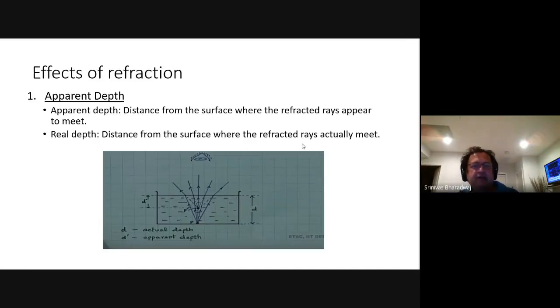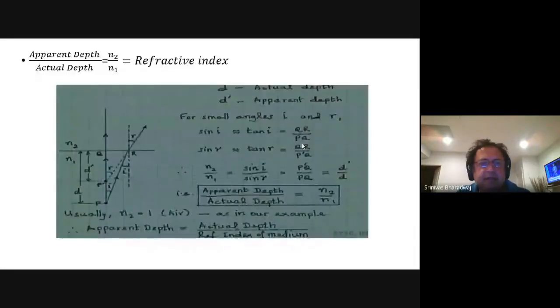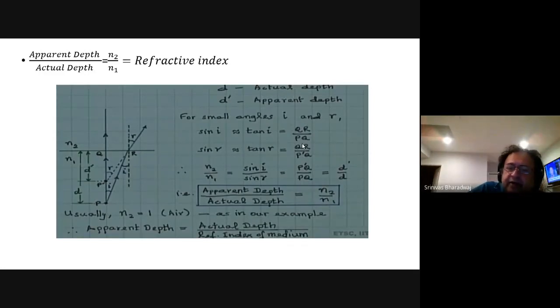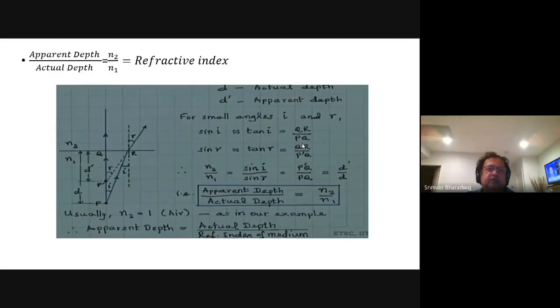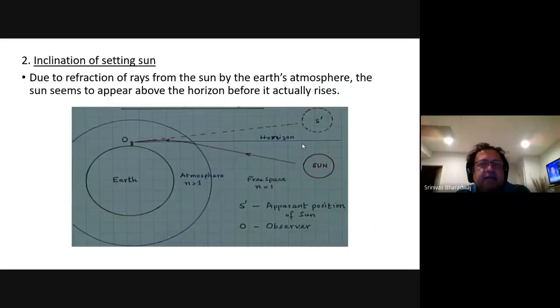So what is the ratio of the actual depth to the apparent depth? The ratio is also the refractive index of the medium. So apparent depth by actual depth is also the refractive index in this kind of situation. So this is the next idea that is taught.